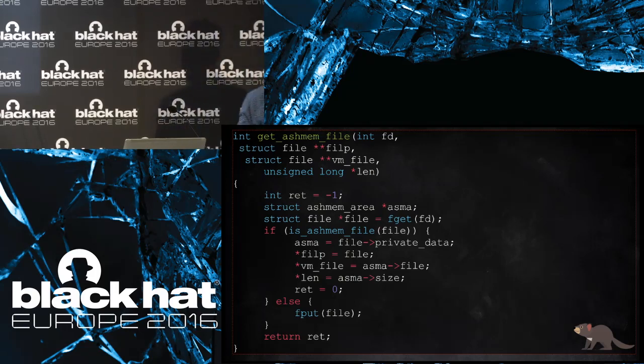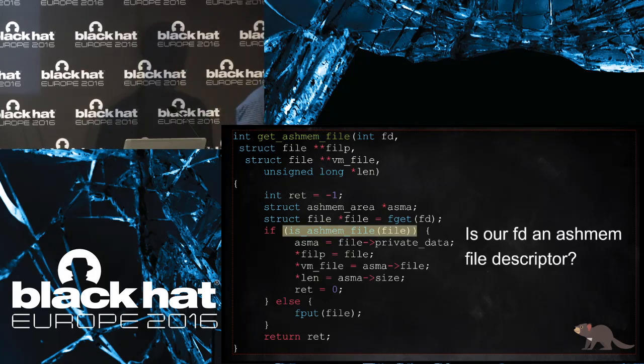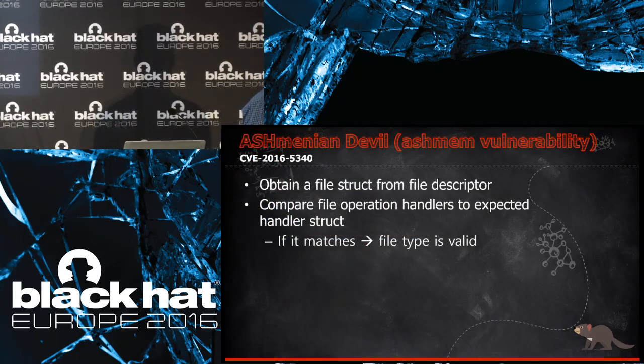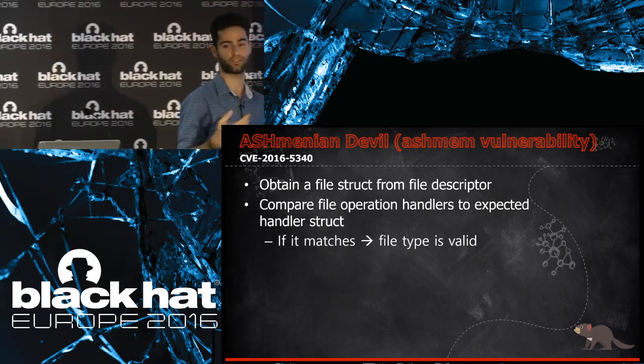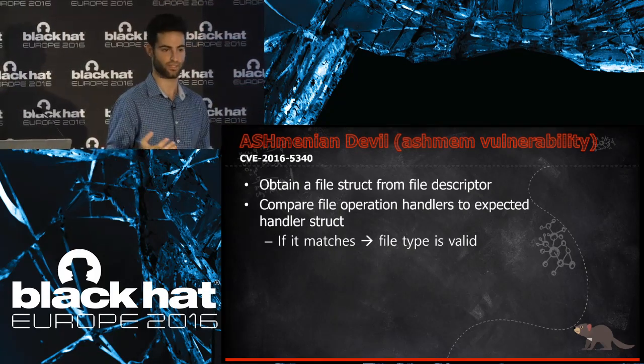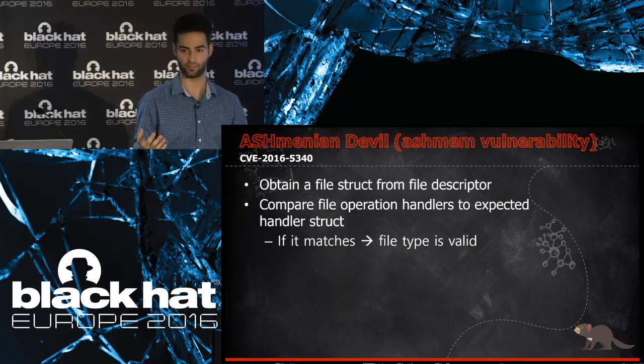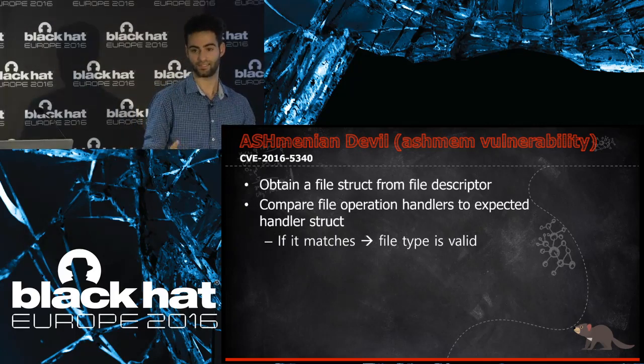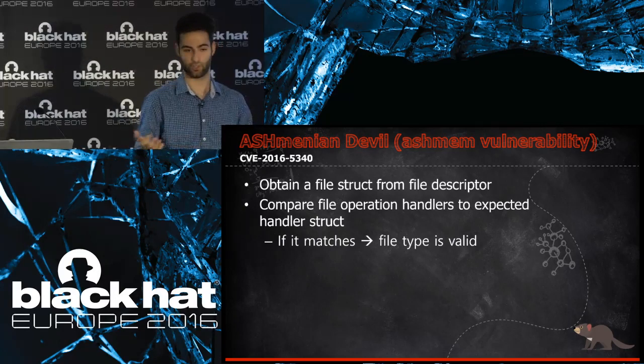Now, a question that each security researcher must ask himself is, how does Qualcomm verify that our file descriptor is indeed an Ashmem file descriptor? For those of you who are a little less familiar with the Linux API, the way to distinguish between different file types is usually by the operation handlers. For example, let's take a socket file, an irregular file.